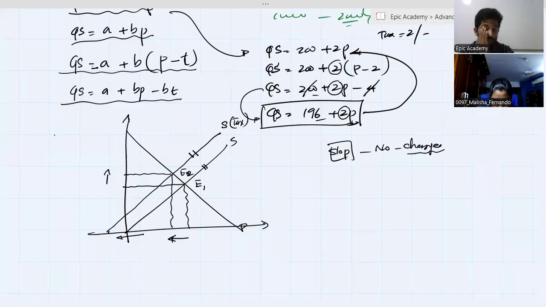Now we have to identify that situation by using equations. If you can copy this graph also, it will be good for you.